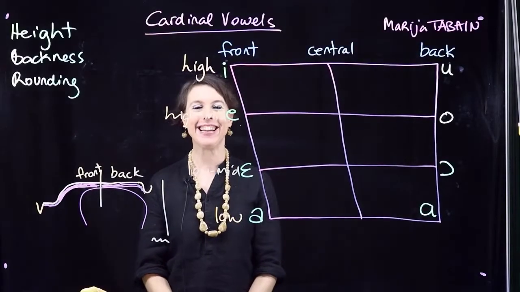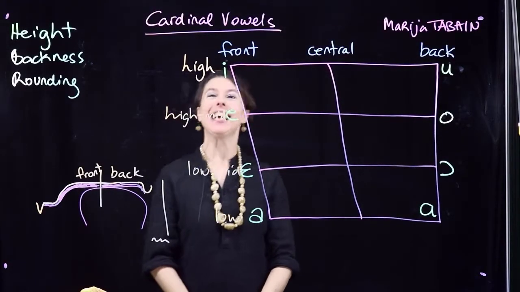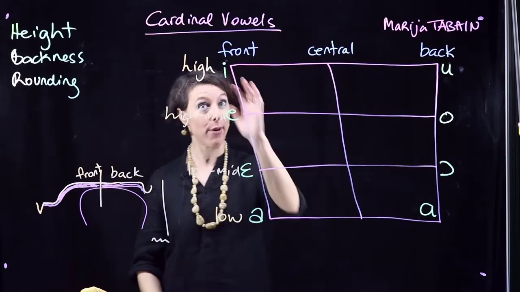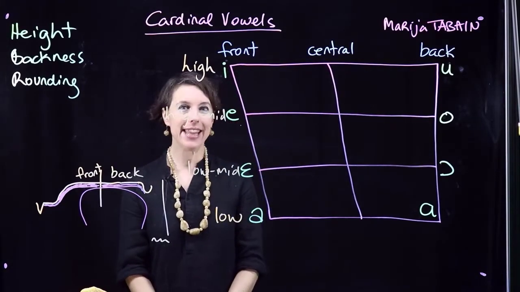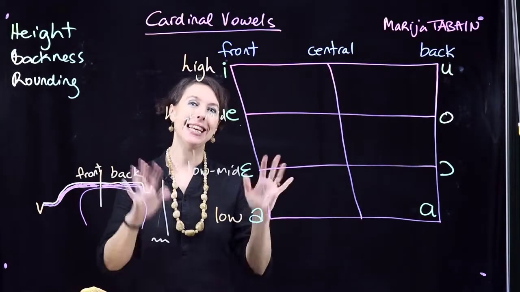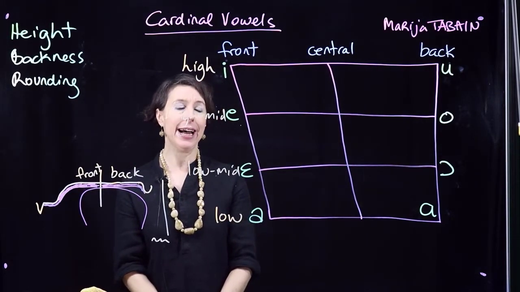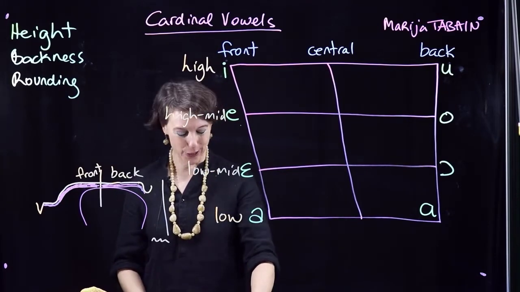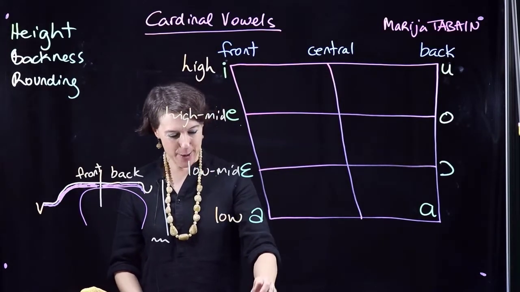Okay, hi, back again. And this time we're doing the secondary cardinal vowels. So we've done the primary cardinal vowels, and now let's do the secondary ones. And there's another, actually 10 of those. So we'll just work through them one by one.